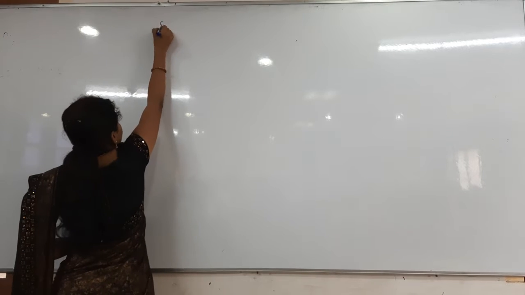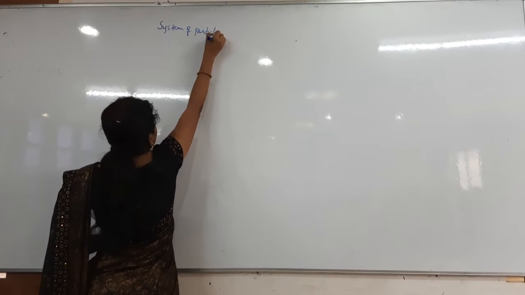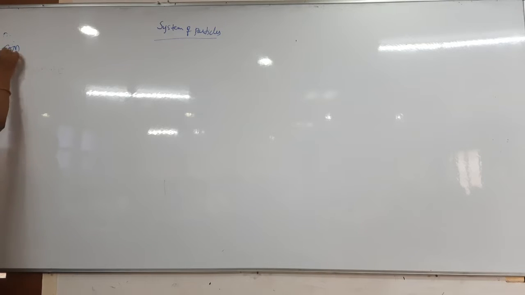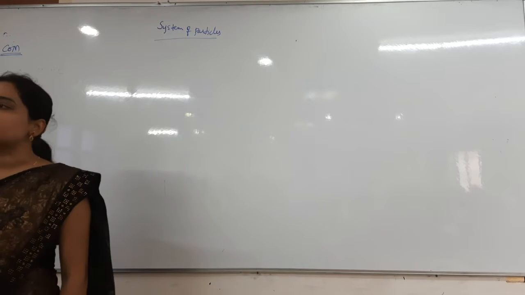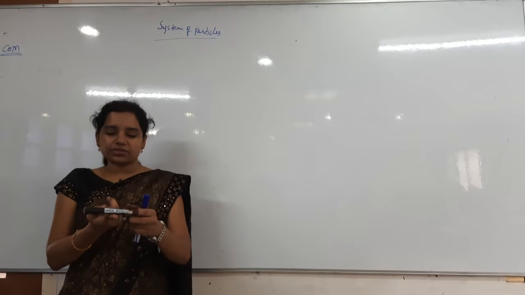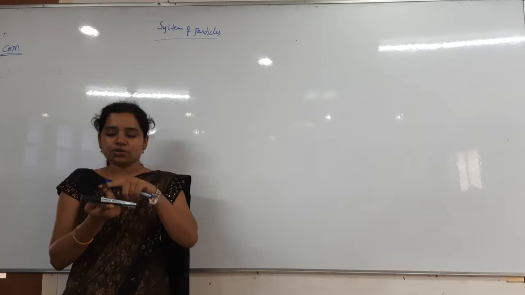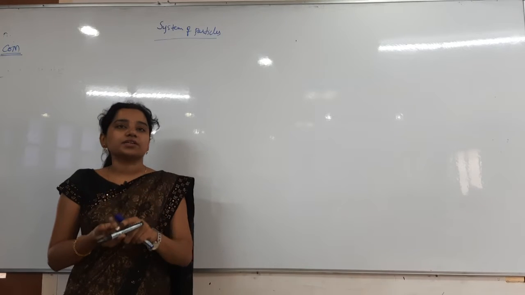Center of mass. What do you mean by center of mass? What does the center of mass mean? The point where the whole mass of the body is concentrated. For example, I am able to balance this one at this point, which means here the center of mass is there. Okay, so the whole mass of this body is concentrated at this point only. So that is the center of mass.